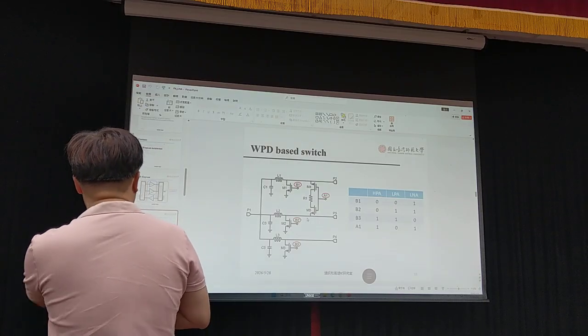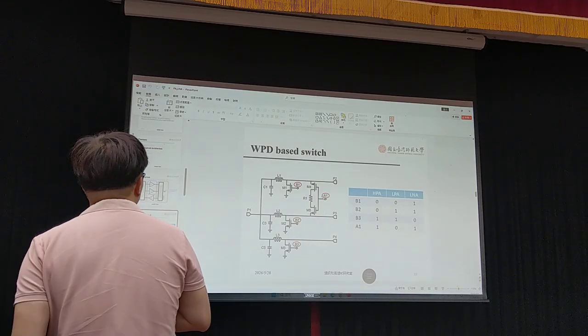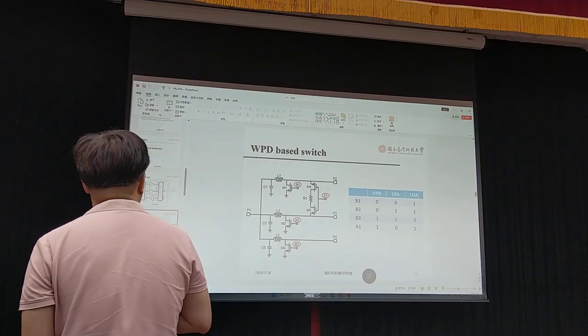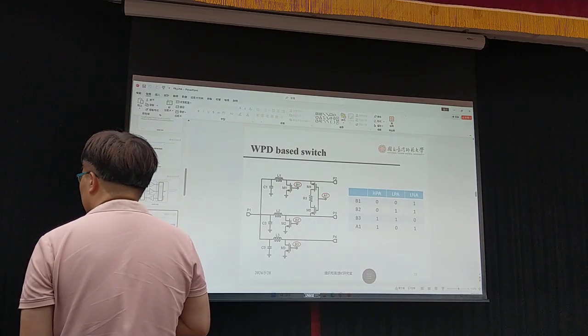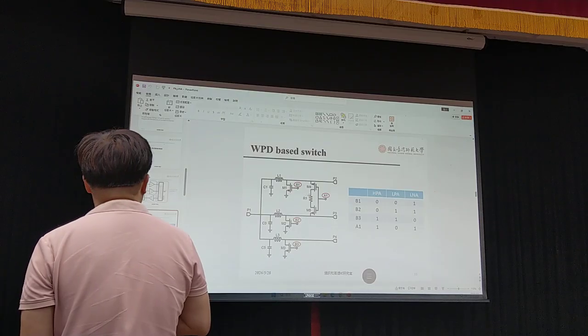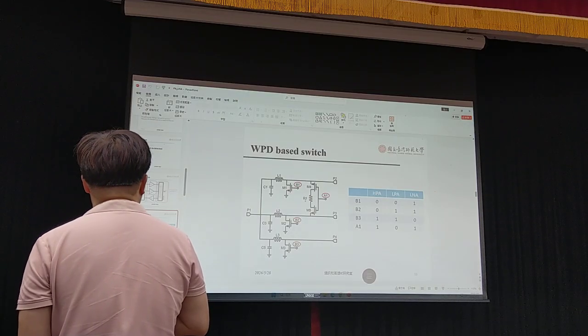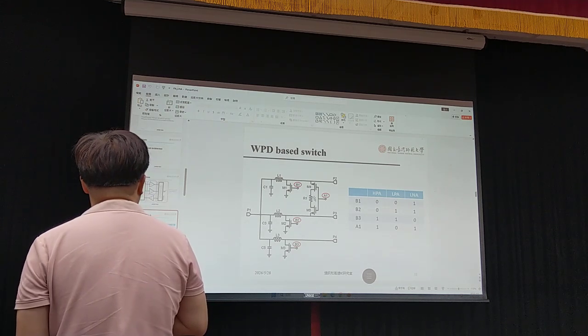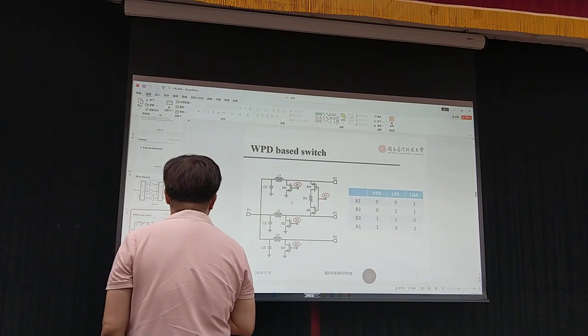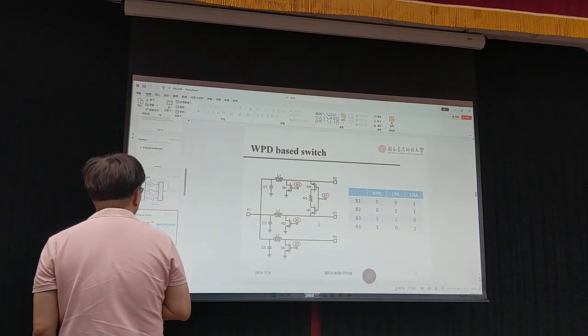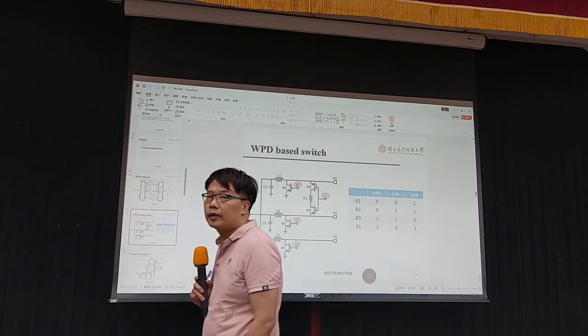Yes. Then how about the A1? The A1 is the Wilkinson power divider resistor. Yes. So if we go through one path, the resistor needs to be closed. And if we go through two paths, the resistor needs to be on. This will provide the isolation between P2 and P3. Okay, got it. Thank you.